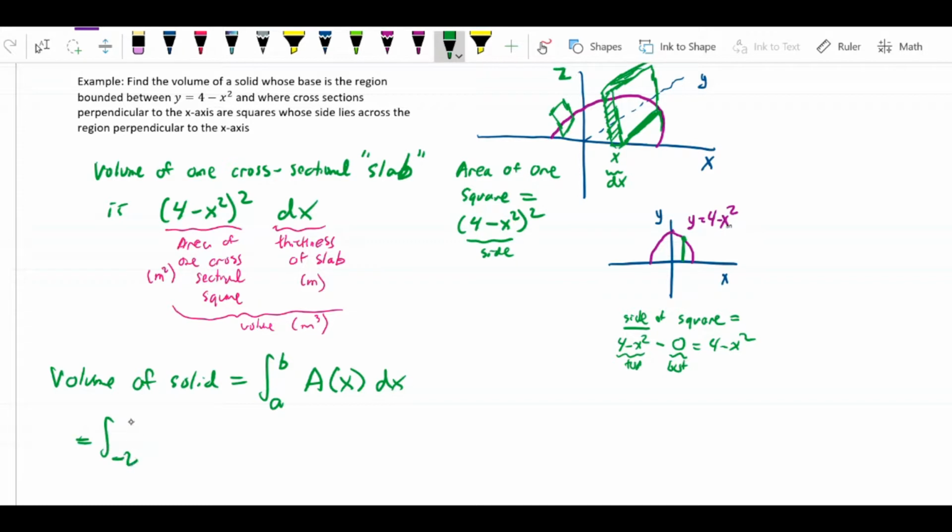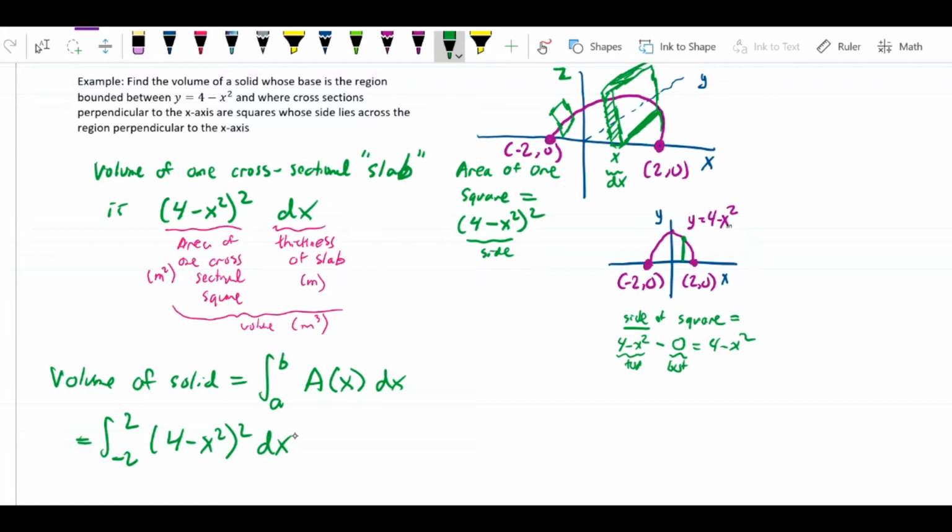So that's going to be the integral from -2 to 2, because we forgot to put these points in, this parabola is going to intersect the x-axis at (2, 0) and (-2, 0). So you can see that the lowest possible x value is negative 2. The highest possible x value is positive 2. I'll just put those points in here too. And we simply add up all the cross-sectional slabs, which comes out to 4 minus x squared, squared, dx. And that's the integral that gives the volume.